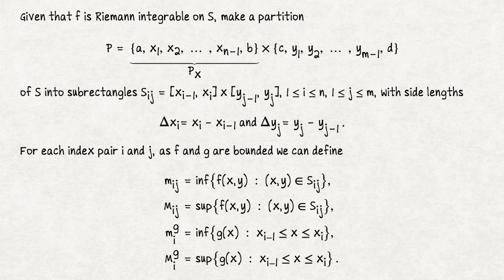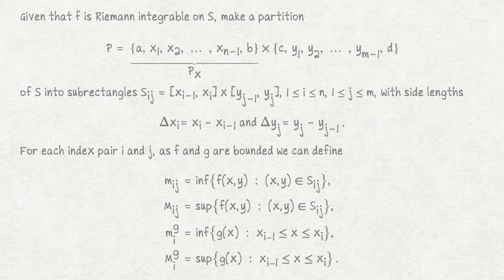On the other hand, g is just a function of x. So to try to distinguish between infima for f and infima for g, and suprema for f and suprema for g, I'm putting the superscript g up here. Let little m sub i superscript g denote the infimum of the set of outputs for g in the ith subinterval between a and b, and likewise let capital M sub i with the superscript of g denote the supremum of the set of outputs that g has over the ith subinterval. So we evaluate f on the subrectangles, but g only along subintervals because it's just a function of the x variable. Next, just fix any value of i between 1 and n.